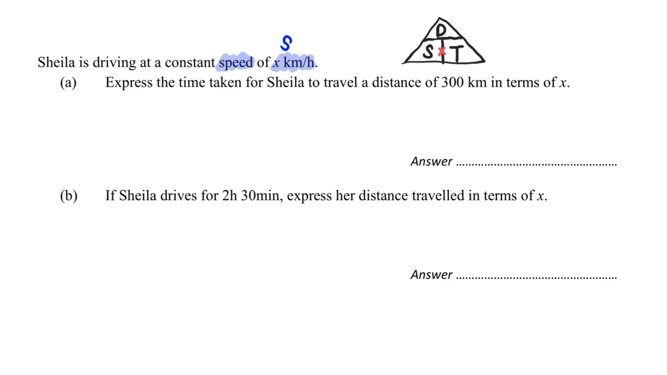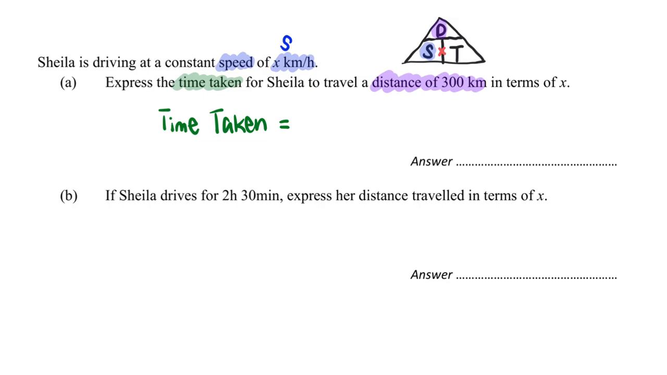Alright, and so now we are required to find the time taken given that the distance traveled is 300 km. So the time taken, T, is equal to distance, D, divided by speed. That's how you look at this triangle.